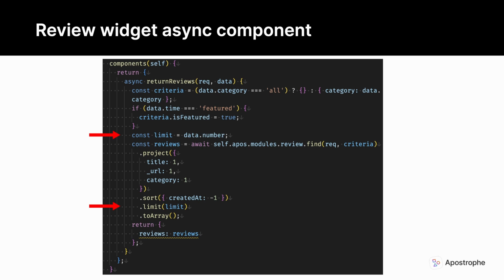The limit query builder is being used to only return the number of reviews specified by the user and sent from the template as data.number. And finally, we're completing our query by specifying that those documents should be delivered as an array of document objects, and then passing that object to our component markup.